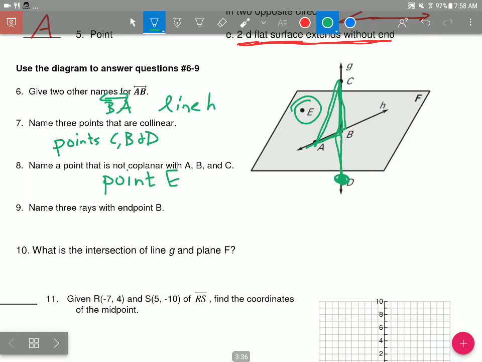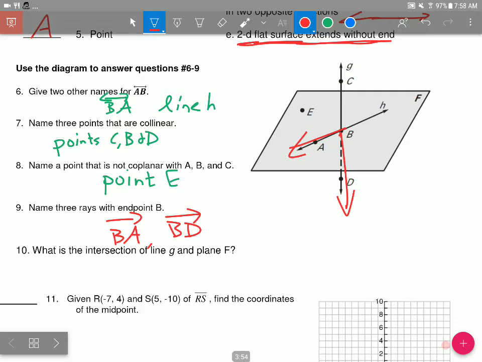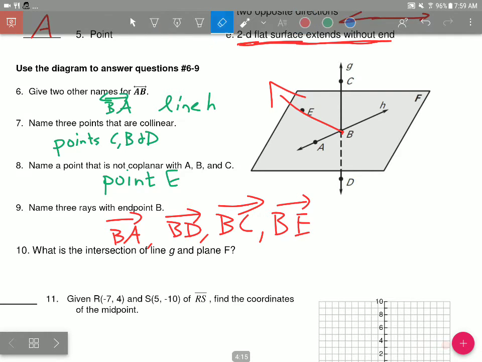And name 3 rays with an endpoint of B. Well, I think we can probably name more than that. So I can go B towards A, so BA. We can go B towards D, so BD. We can start at B and go up towards C. Those are opposite rays, BD and BC. There's actually one more on here, but it's not drawn, and that would be this one, BE. Just because it is not drawn does not mean it does not exist.